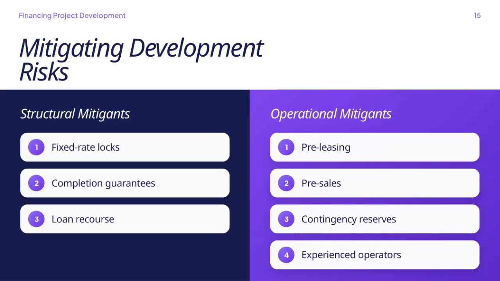Let's talk about mitigating development risks, focusing on both structural and operational strategies. Starting with structural mitigants, these are mechanisms designed to reduce financial uncertainty. Fixed rate locks are one such tool. They help stabilize borrowing costs by locking in interest rates, protecting the project from market fluctuations.